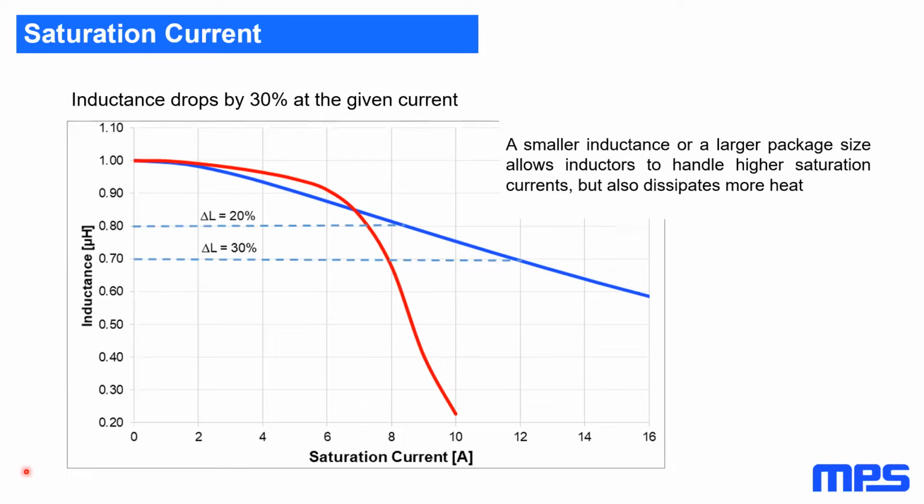Please be aware that the saturation current definition is also not standardized, and there might be different specifications between 10 up to 40% of inductance drop. All MPS inductors are rated with a 30% drop, for instance. So please read the footnotes carefully, not to compare apples with oranges. A smaller inductance value or a larger package size allows the inductor to handle higher saturation currents, though it also dissipates more heat. Next, please.